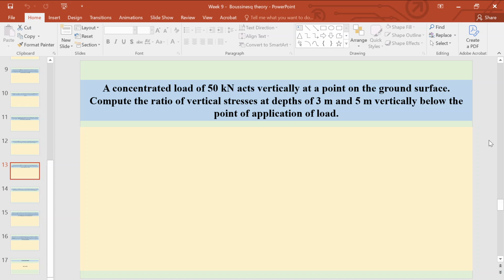I repeat the question. A concentrated load of 50 kilonewton acts vertically at a point on the ground surface. Compute the ratio of vertical stresses at depths of 3 meter and 5 meter vertically below the point of application of load.